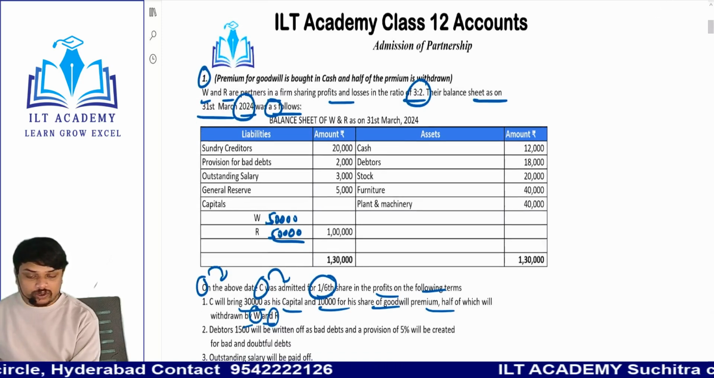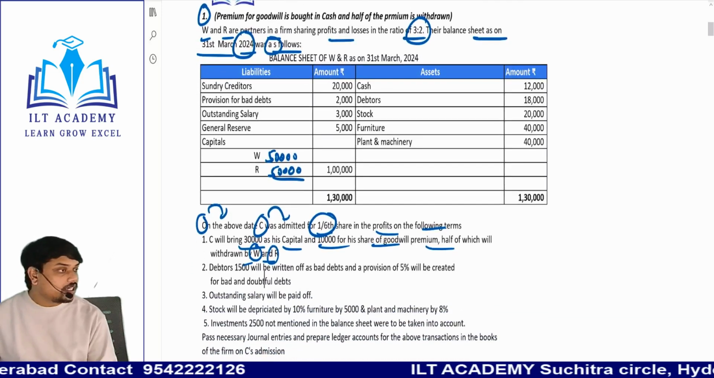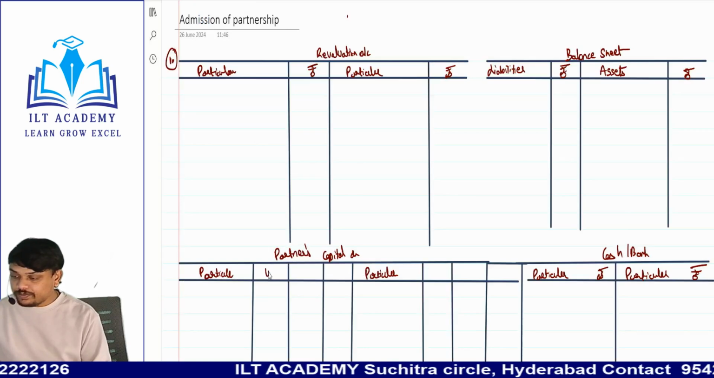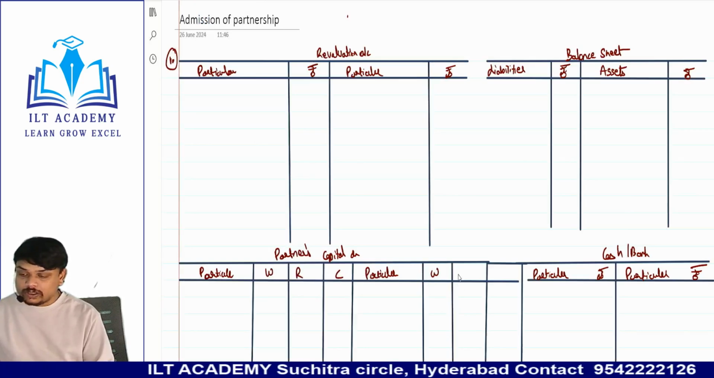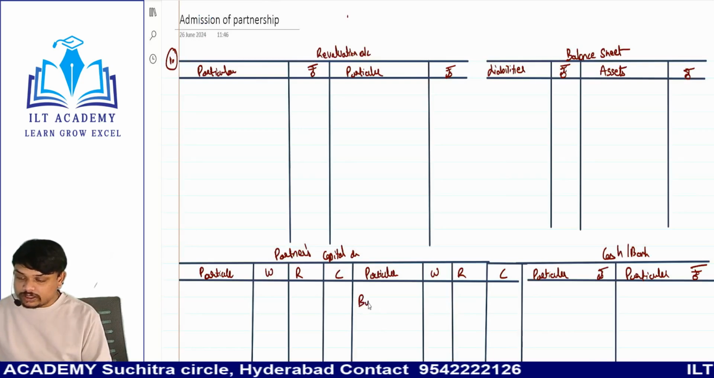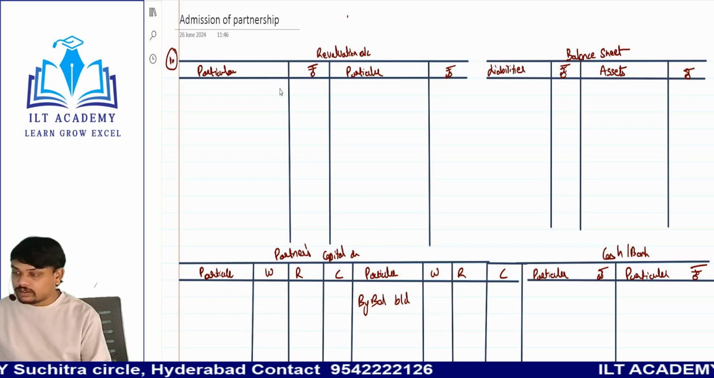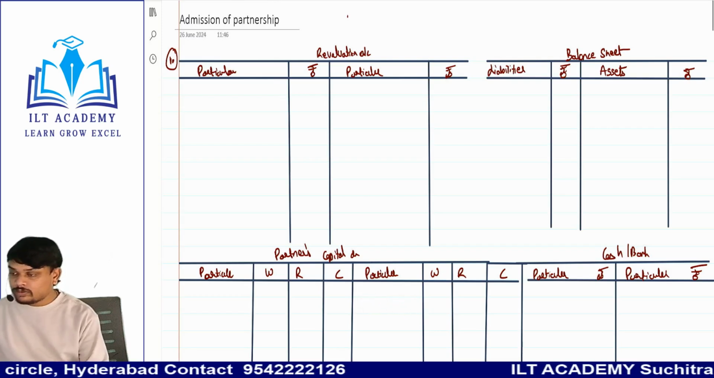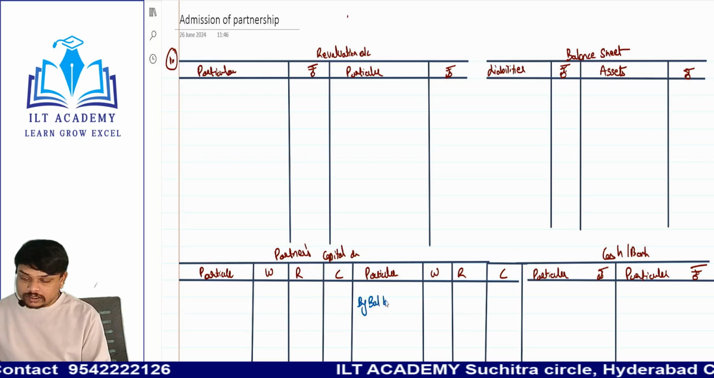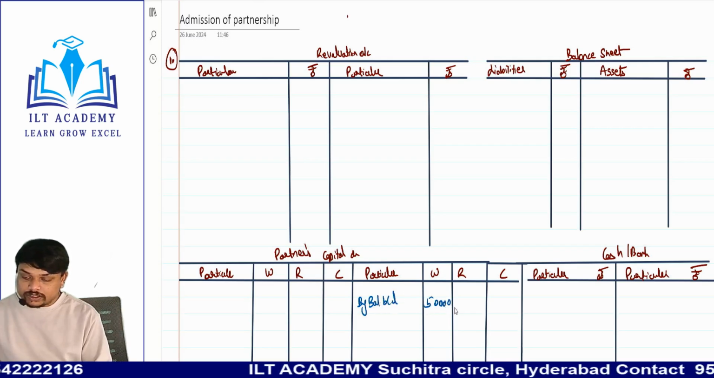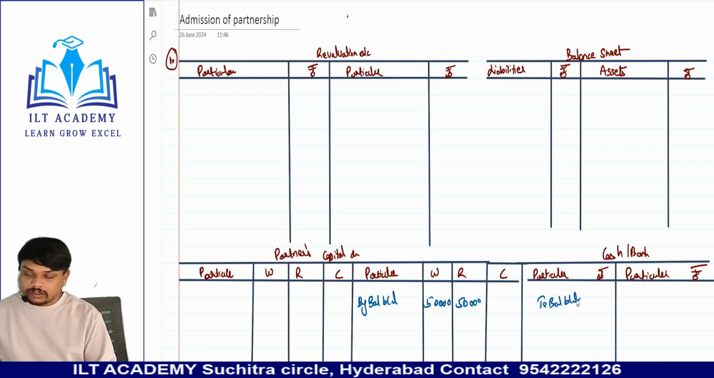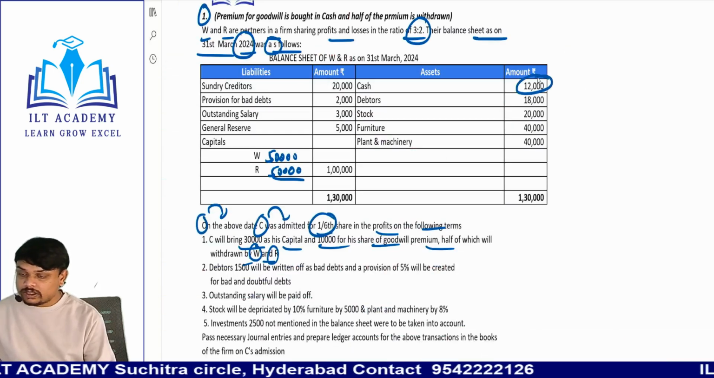Now I will tell you stepwise how to do this sum. First we need to record capital account balances. W, R and C are the partners. What are the capital balances? 50,000 and 50,000, balance brought down. In the first step, record capital account balances and cash account balance. 50,000, 50,000. And coming to the cash account, balance brought down, yes, 12,000.